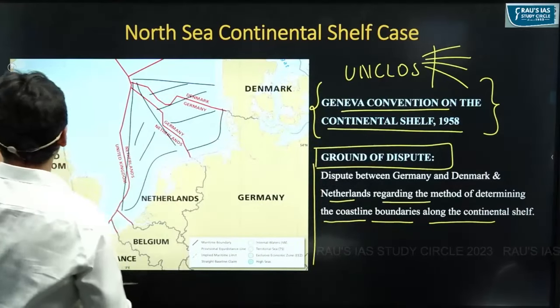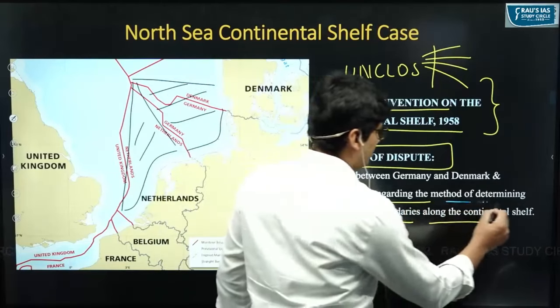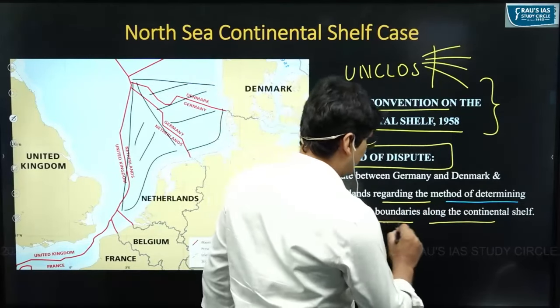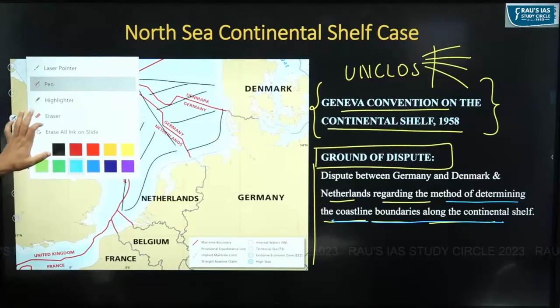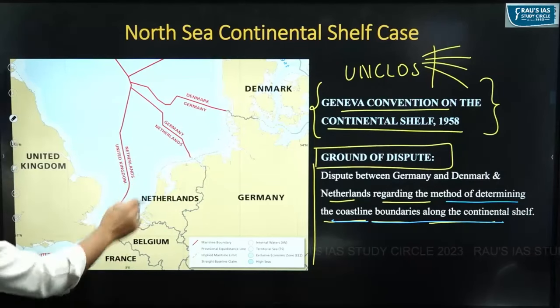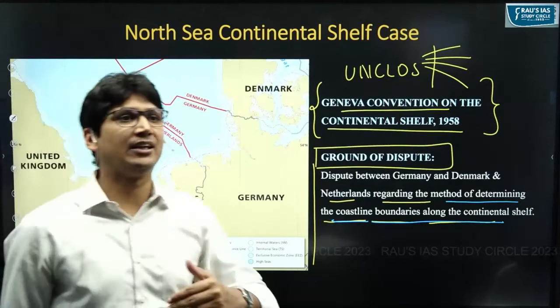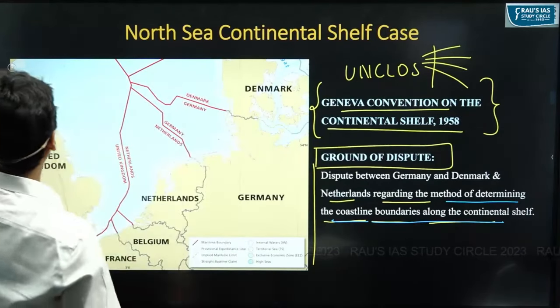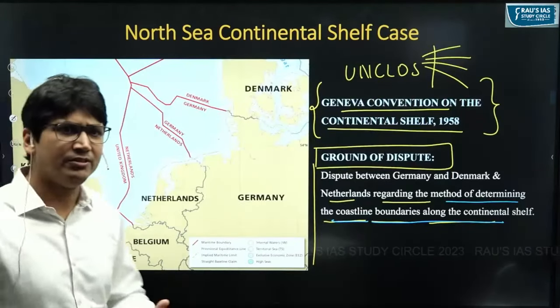The main dispute, Suraj, is regarding the method to determine coastline boundaries along the continental shelf. So if you can see this, can you see this map? Yes, sir. Okay. To understand this method of the equidistance principle for calculating the continental shelf, let's understand the meaning of continental shelf.